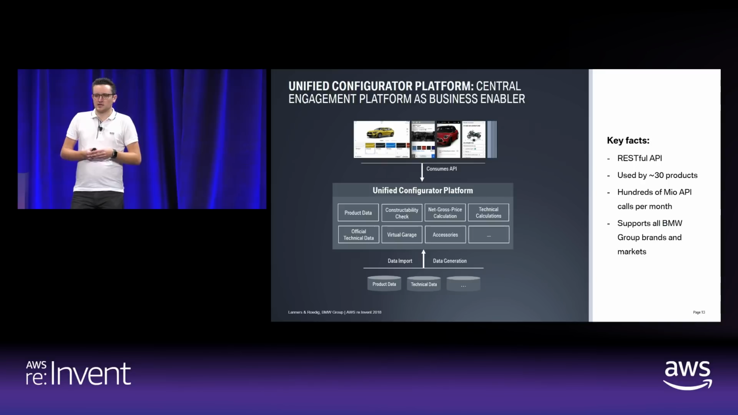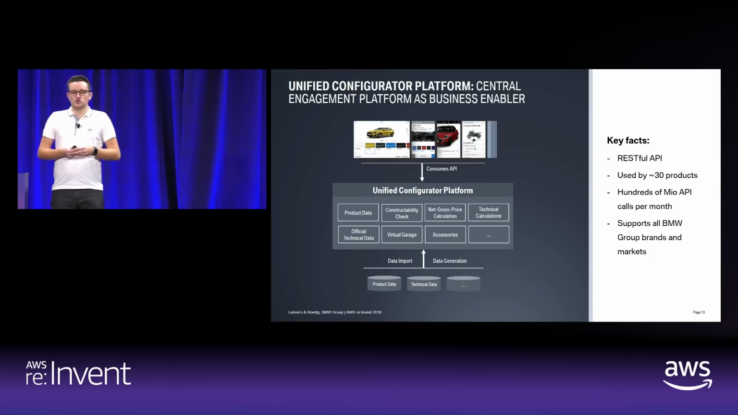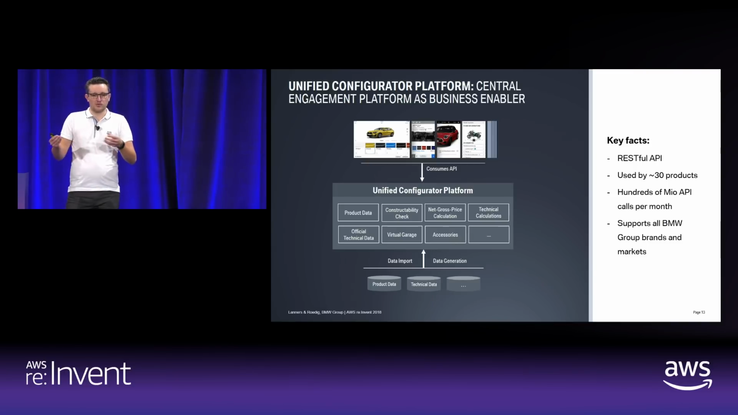So let us now have a look at our platform from a more or less high-level perspective. Our platform exposes RESTful APIs and exposes all the necessary product data and functionalities like the constructability check, or price calculation services, or a virtual garage to store the configuration that you have configured. To expose all the data, it is necessary for us to import these data on a frequent basis from the BMW landscape. And our platform is currently actually serving about 100 million API calls per month, and we are supporting all BMW Group's markets and brands.